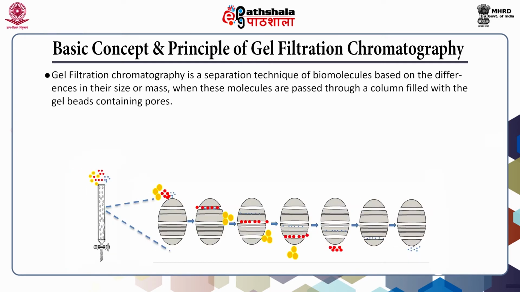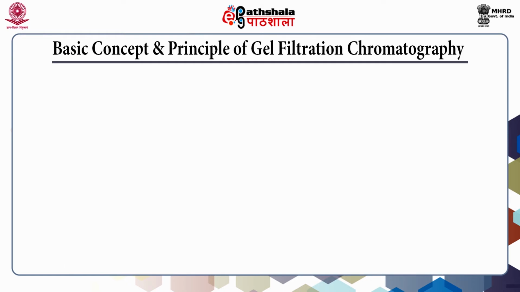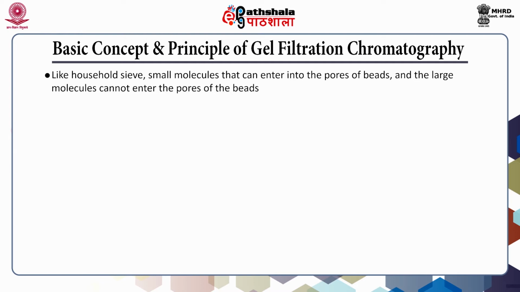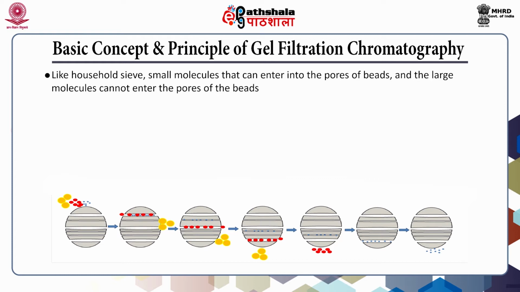If you see the picture in this slide, on the left hand side you can see a column. Within this column there are certain beads and these beads contain certain pores. The gel beads with pores are also called molecular sieve. Hence, another name for gel filtration chromatography is molecular sieving. Like a household sieve, small molecules can enter into the pores of the beads and the large molecules cannot enter the pores of the beads. This can be seen in the picture in this slide.